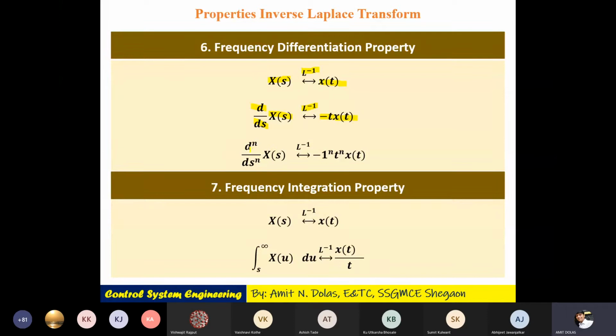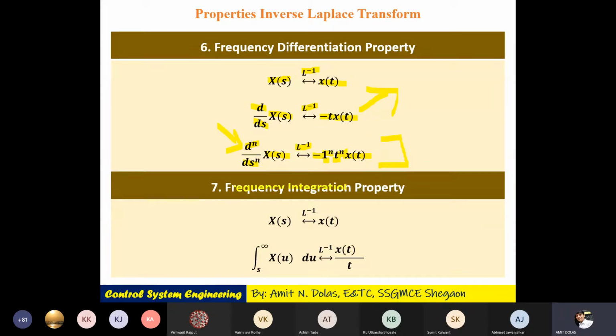Similarly, if I have order n, it will be d raised to power n X of s divided by d s to the power n. With order n, its inverse Laplace transform will be minus 1 raised to power n into t raised to power n into x of t. So accordingly, if the order of the differentiation is different, we may use this formula. If there is a simple differentiation with order 1, then we may use directly minus t x of t.